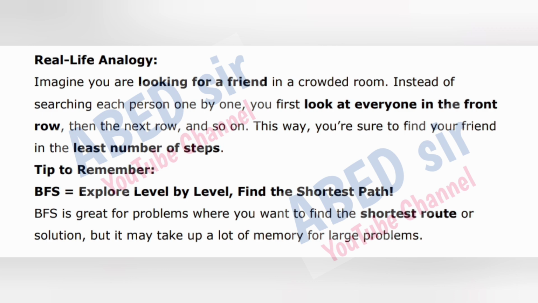Tip to remember. BFS equals explore level by level, find the shortest path. BFS is great for problems where you want to find the shortest route or solution, but it may take up a lot of memory for large problems.